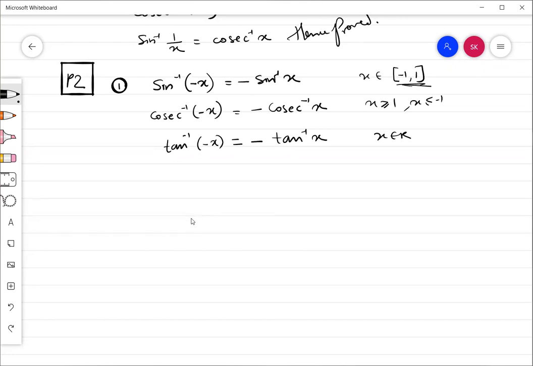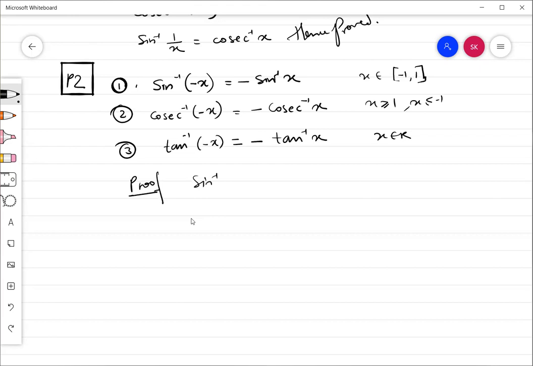That means you cannot have sin inverse of 5, sin inverse of 10, because those are not part of the domain. You can have sin inverse only between -1 to +1, right? So I'll just do the proof of this first one. This second one is your homework, and of course the third one is homework as well. Okay, procedure is the same, it's quite simple. So what I'll do is, the proof.